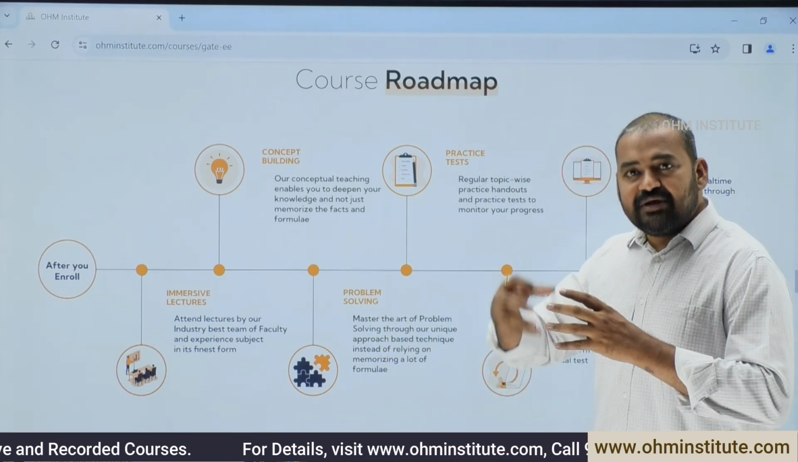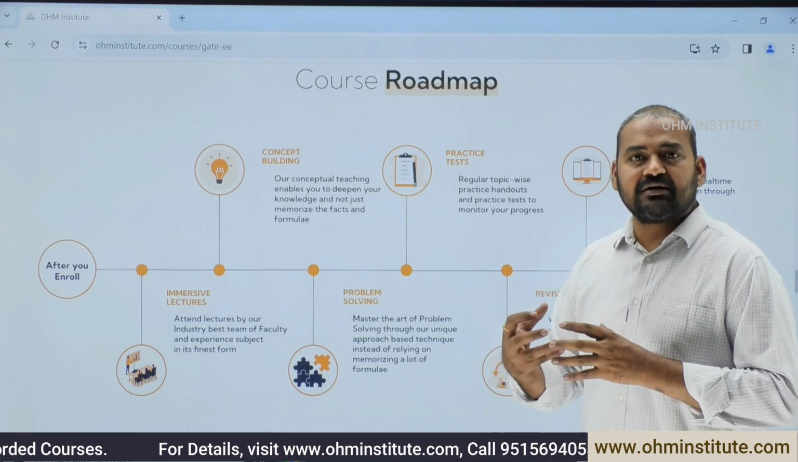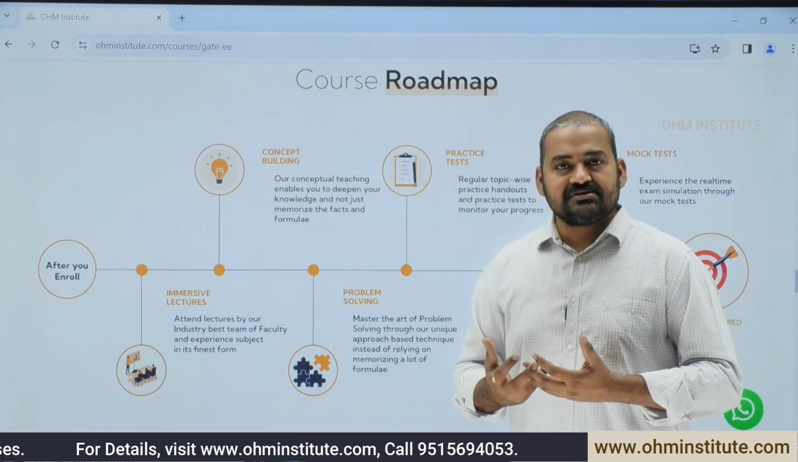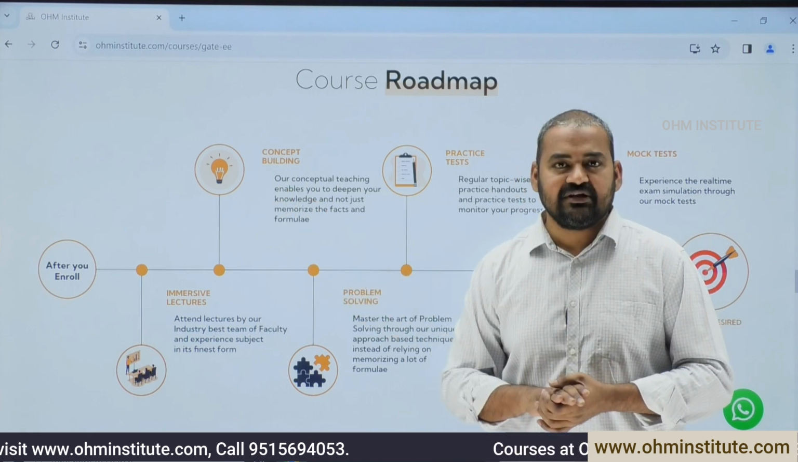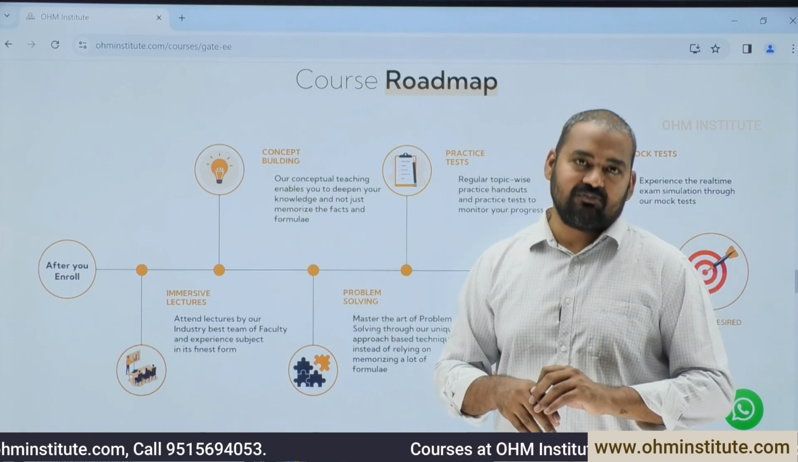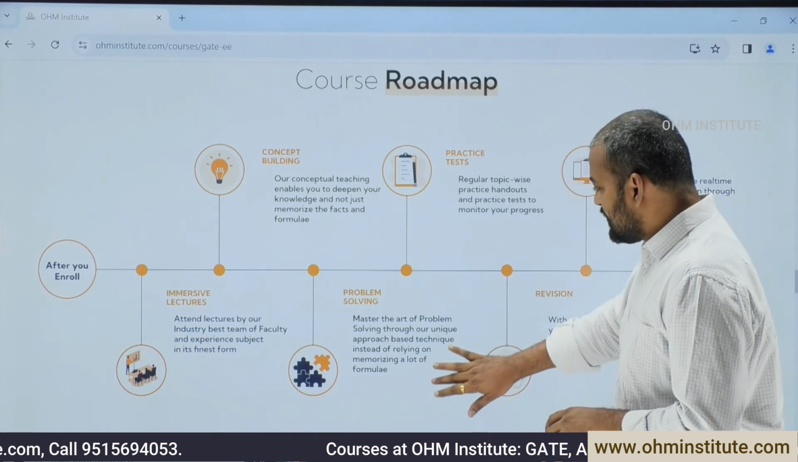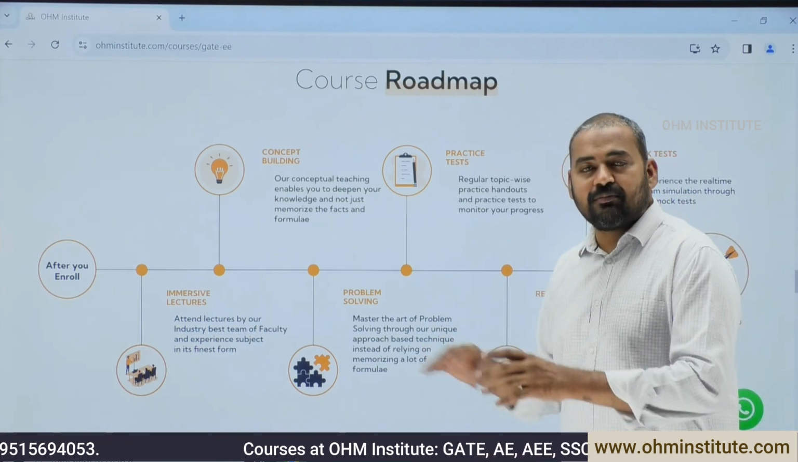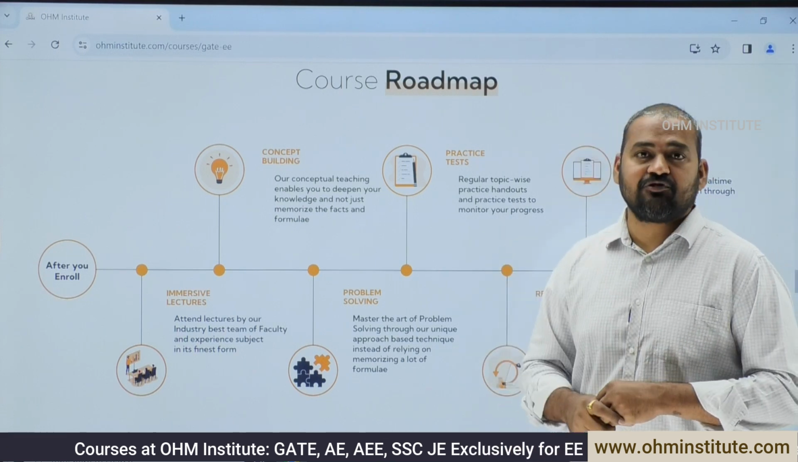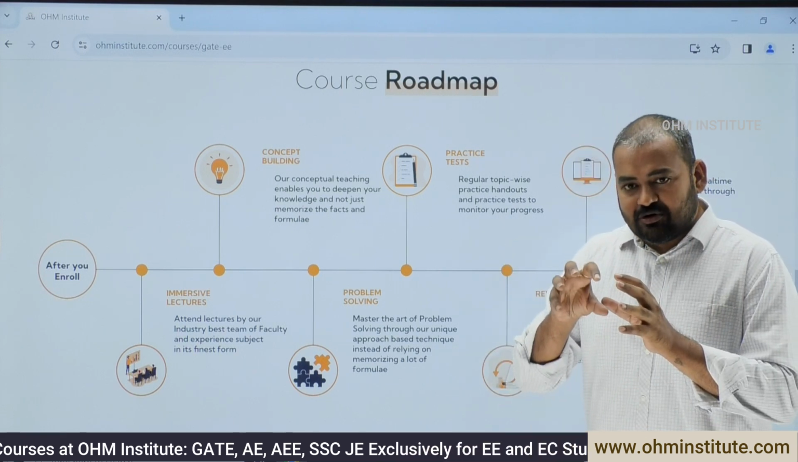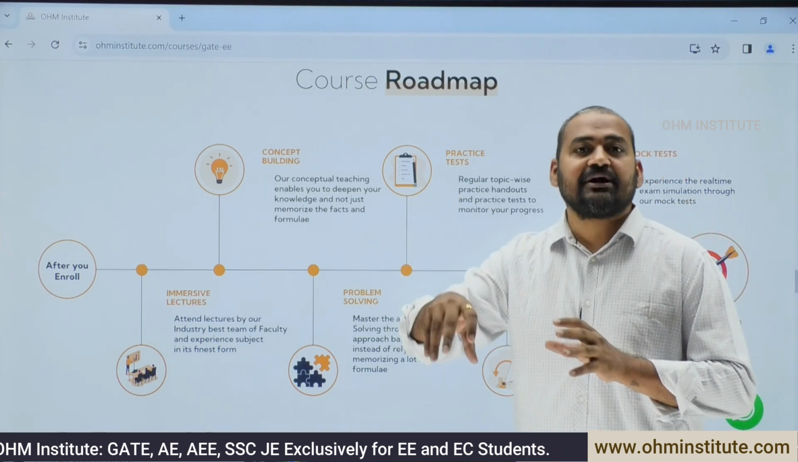Solve as many questions as possible so that you gain confidence. You can apply the concepts that you learned in problem solving, and that is going to be helpful. It's not about memorizing the formula. It's about understanding the concept behind the formula and which formula to apply for a particular question.